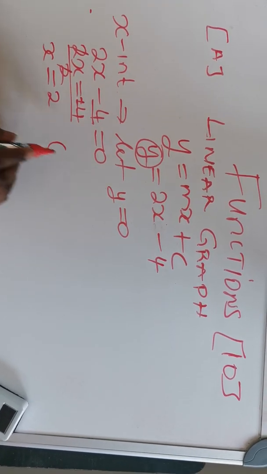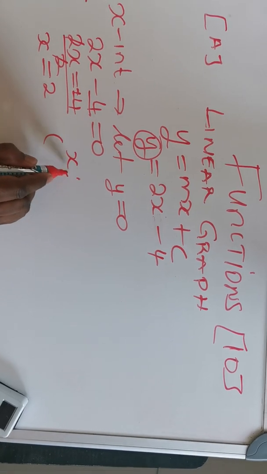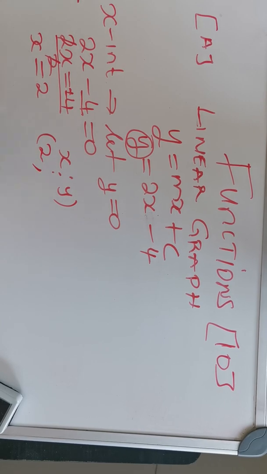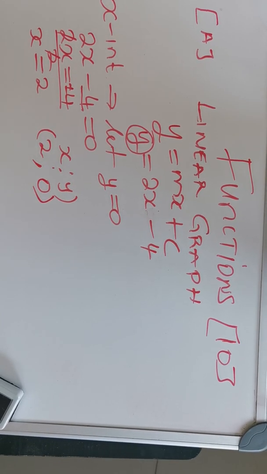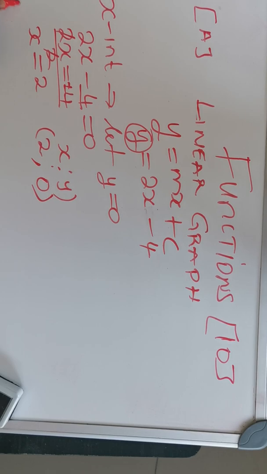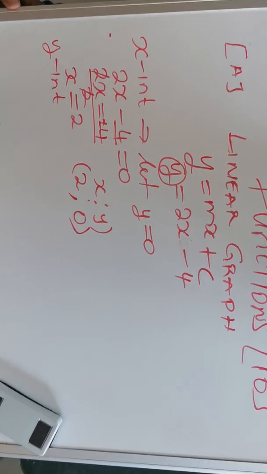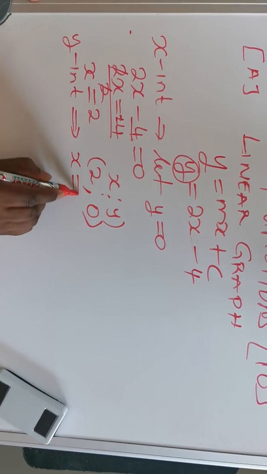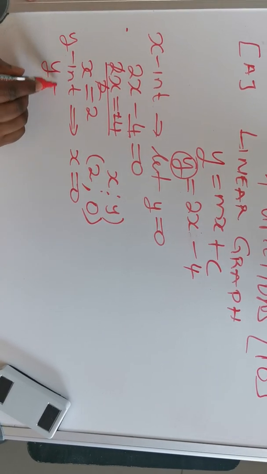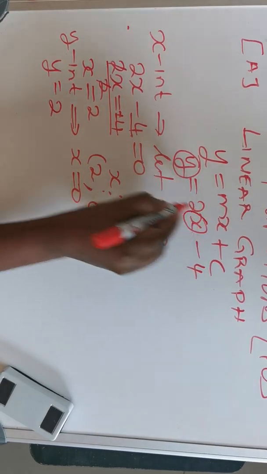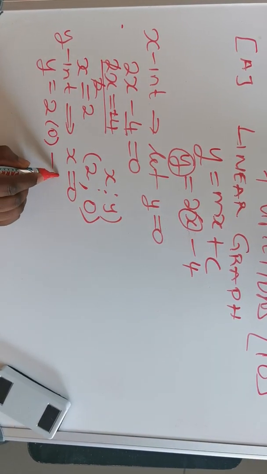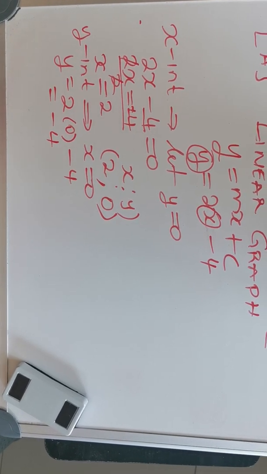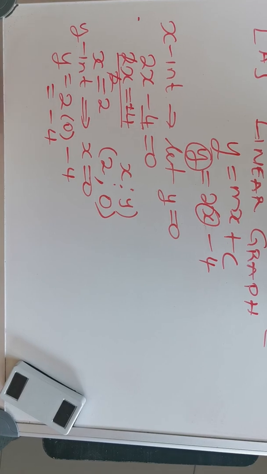So in coordinate form, we know that the coordinate is something like this, x and y. So our x here is 2. Obviously our y there is 0. That's the first thing. The second thing is what we call the y-intercept. For the y-intercept, you let x be 0, which means where there is x from here, you would put 0. Minus 4. Obviously our answer here is minus 4, because 2 times 0 will give you 0.